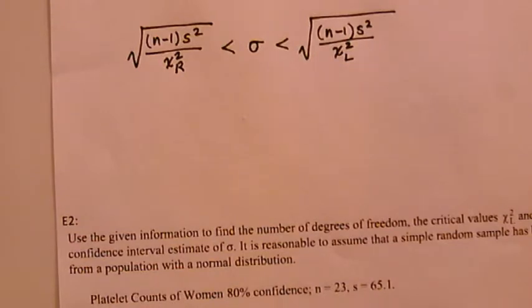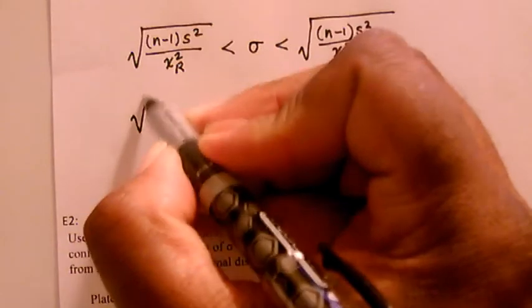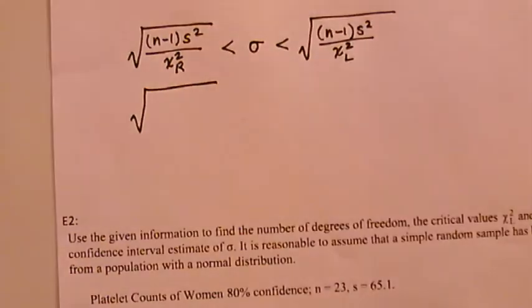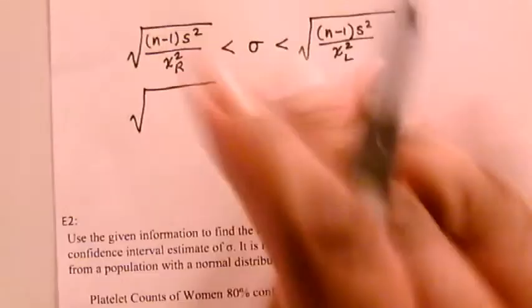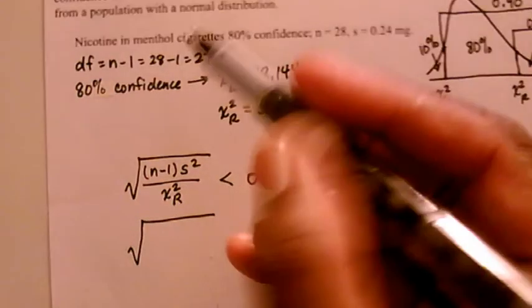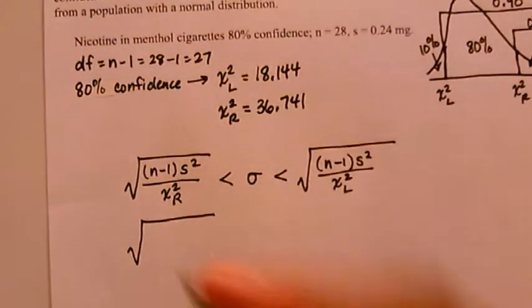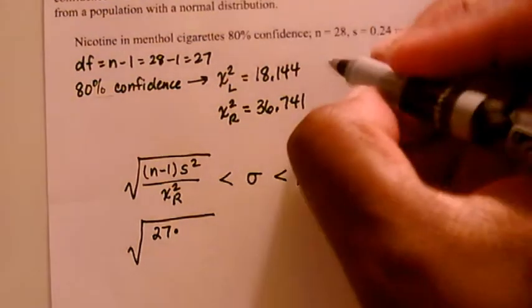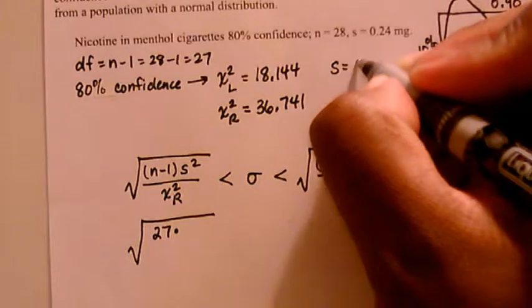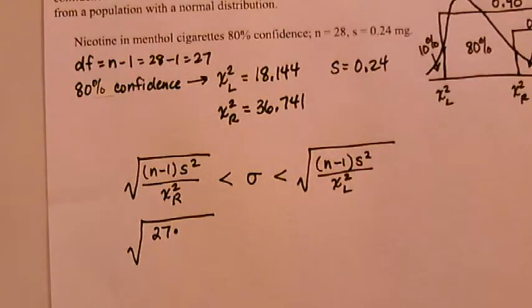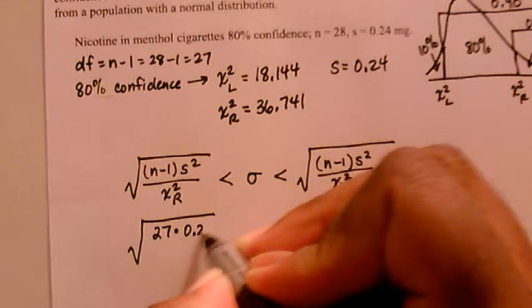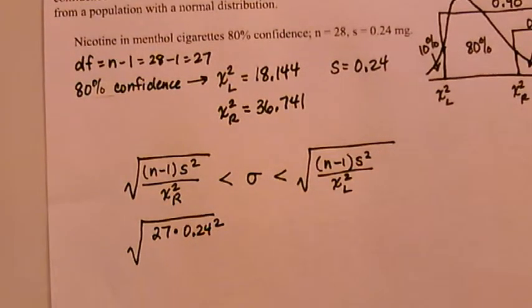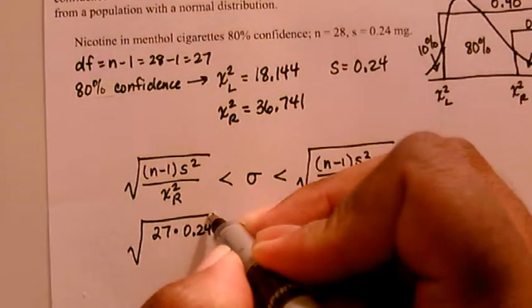And all I do here is just substitute those values into this formula. Well, n-1, that's 28 minus 1, which I found out to be 27. So I can just substitute that n-1 with that 27 times s, in this case 0.24. So we'll substitute 0.24, but that has to be squared because it's just a sample standard deviation, 0.24 squared.